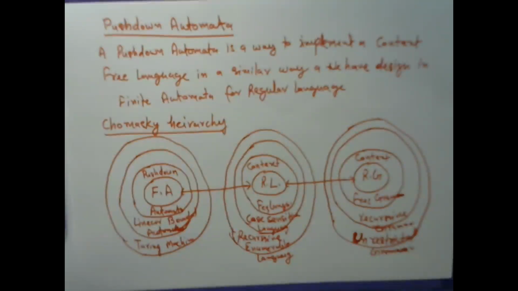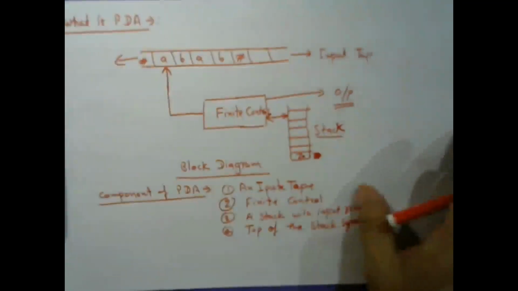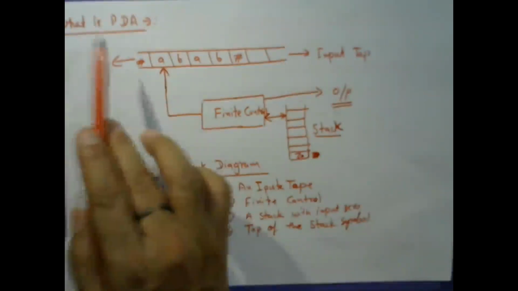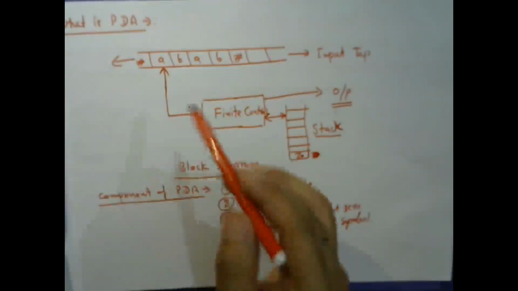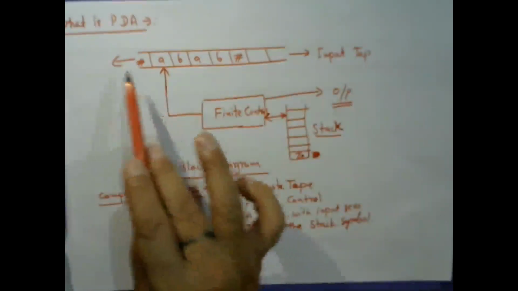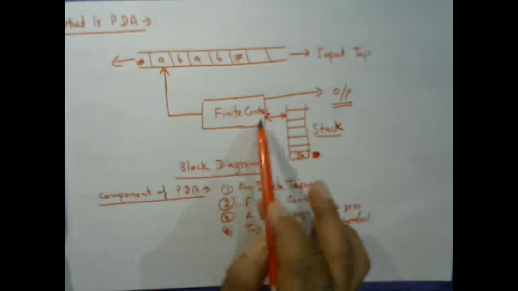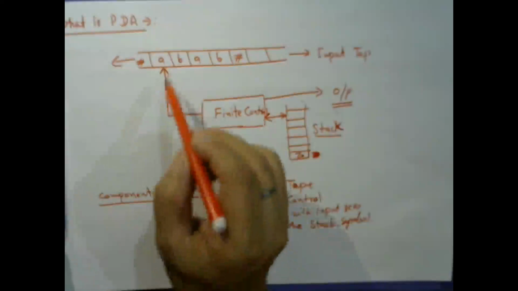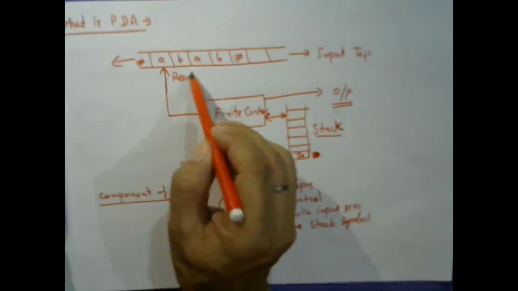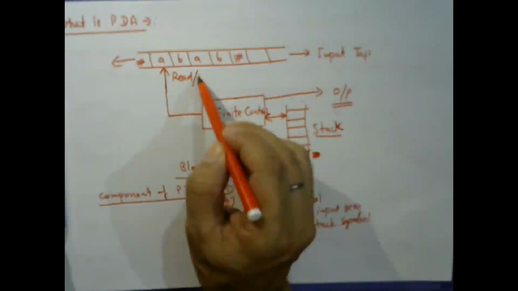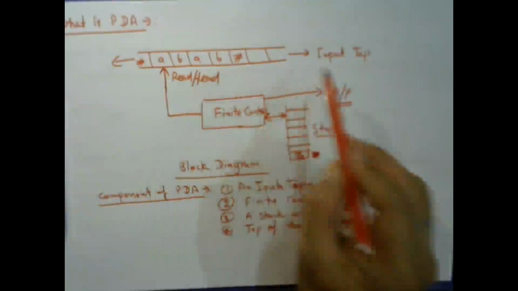Now the second thing is, what is the structure, what is the block diagram of the automata. If we study here what is the PDA, the block diagram of the PDA is like this. Suppose the finite automata, you already understand the finite automata. There is an input tape symbol, and there is a finite control. That is a read head, which can read the input alphabets from the input tape.